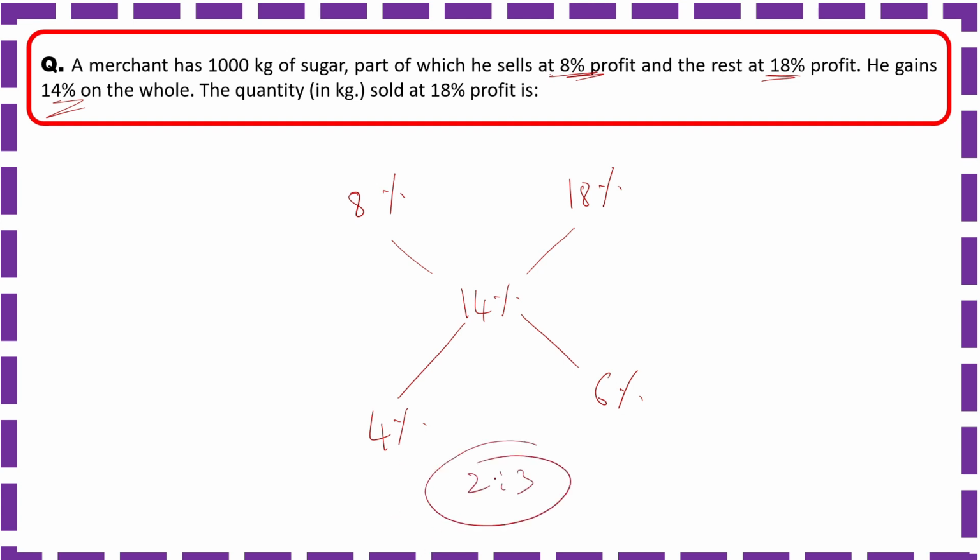And we must find the quantity in kilos sold at 18%. So we must find this part, 18%. 18% means 3 parts. So 3 by total 3 plus 2, that is 5, into what is the total quantity of sugar? 1000 kilos, right? So this is equal to 600. So 600 kilos is sold at 18% profit.